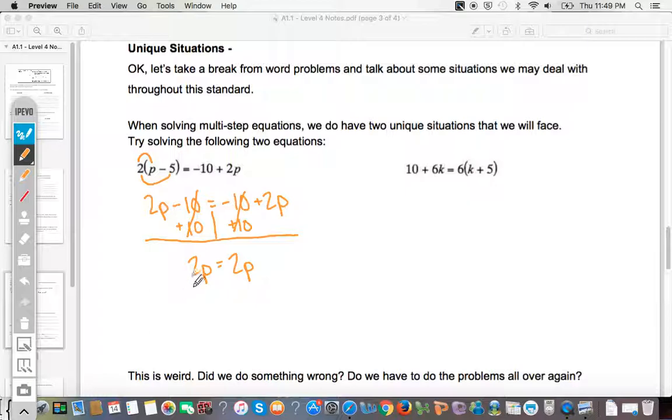So, what if I wanted to subtract 2p on both sides? Let's say I did that. So, minus 2p on this side, minus 2p on this side. So that cancels, so I'm left with 0 equals 0.